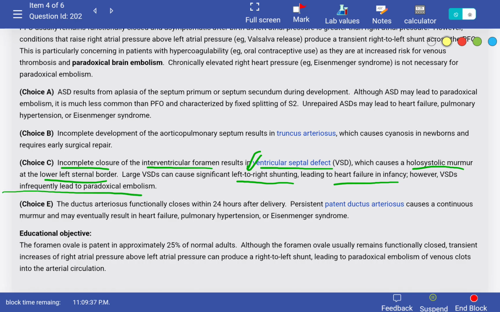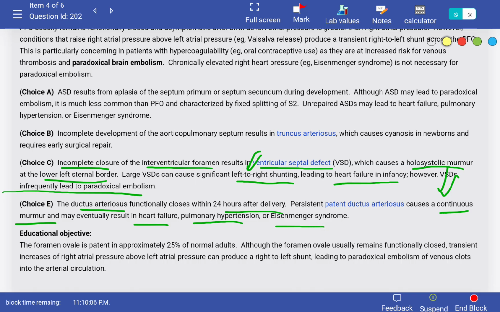Okay, option E, the ductus arteriosus functionally closes within 24 hours after delivery. Persistent patent ductus arteriosus causes a continuous murmur, right? And may eventually result in heart failure, pulmonary hypertension, or Eisenmenger syndrome.